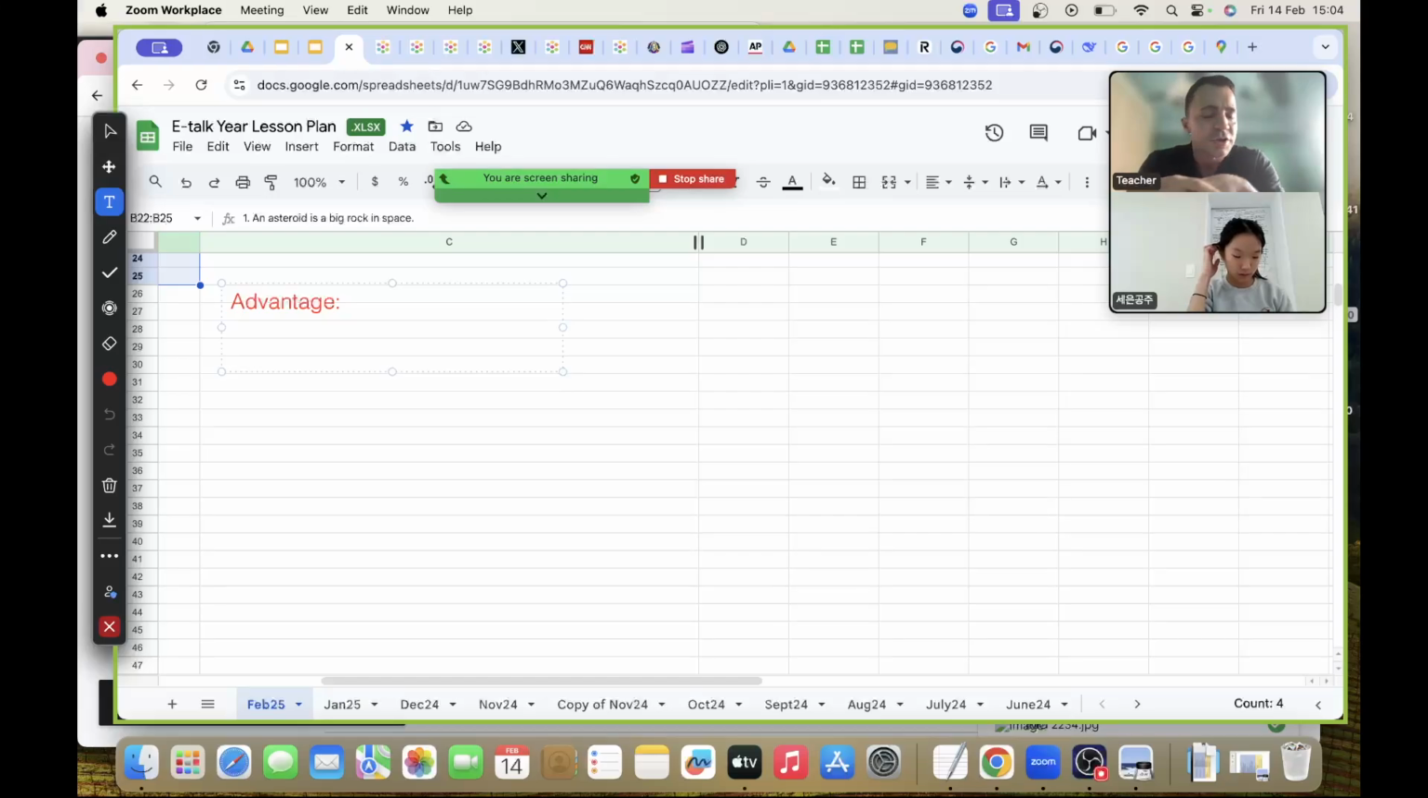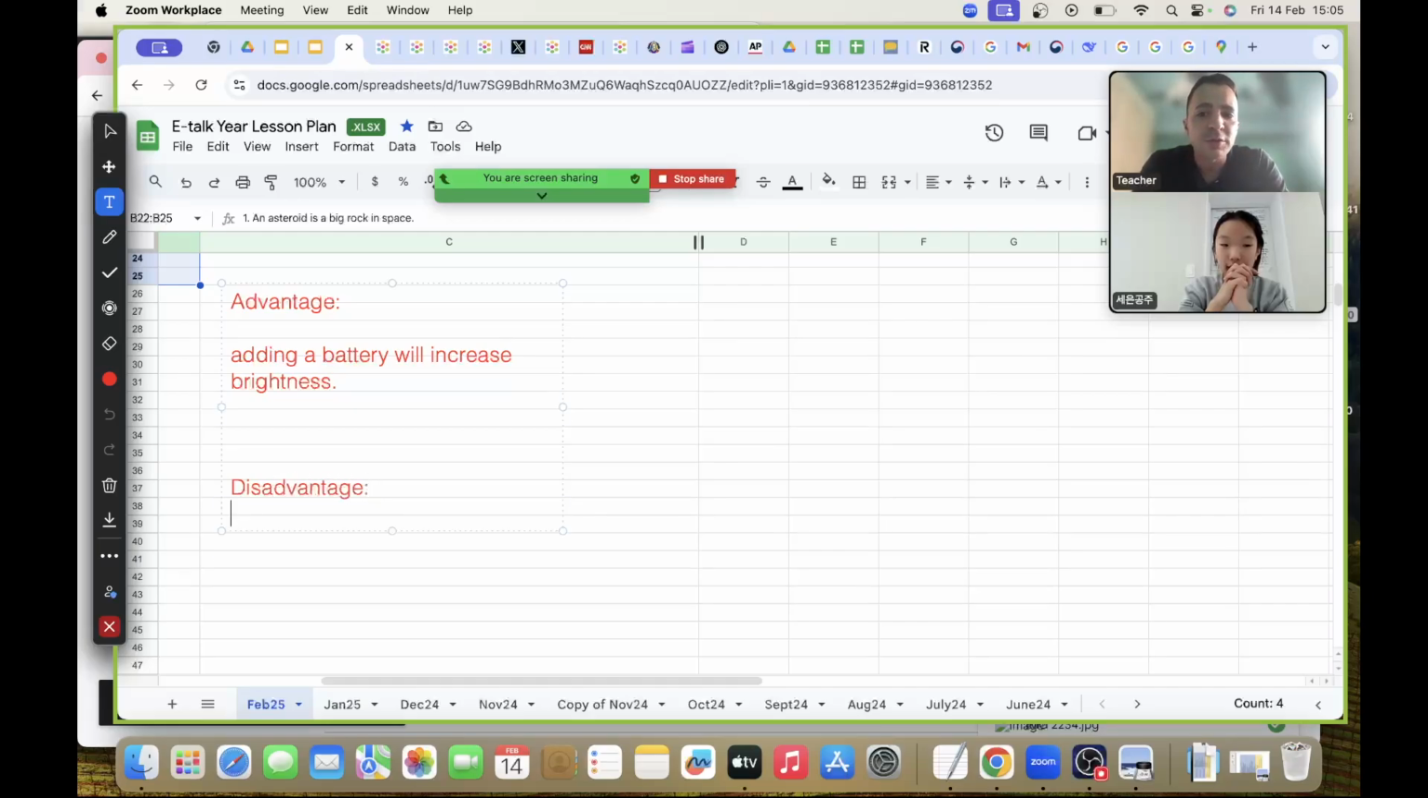So, advantage of a series is that we can increase the brightness. How? By adding more batteries, more sources. Adding a battery will increase brightness. That is the advantage. Now, disadvantage of series.